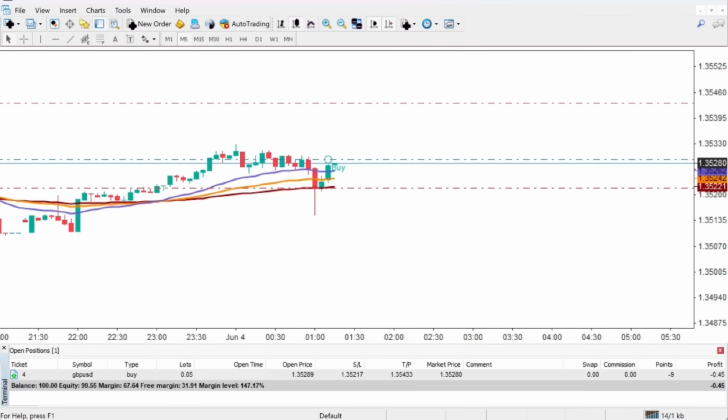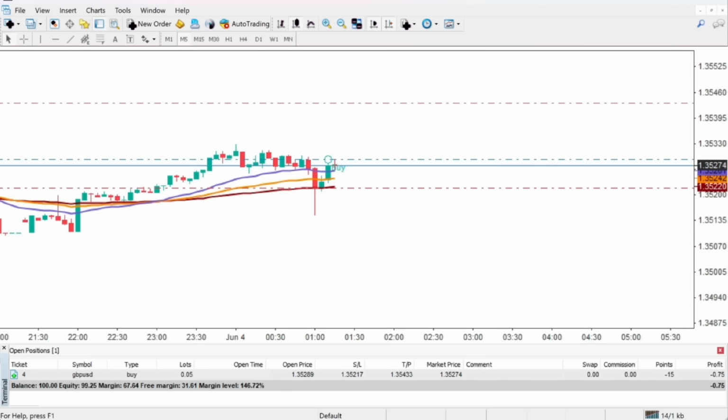Alright, trade number 4. This time, a buy position on GBPUSD at 1.35528, lot size 0.05. Stop loss is about 7.2 pips below, and take profit is 14.4 pips above. We finally got a clean reversal signal here. The 25 EMA has crossed above the 50 and 100. Price is sitting on top of all 3, and we've just had that classic pullback into the 25, with a strong bullish close right after.